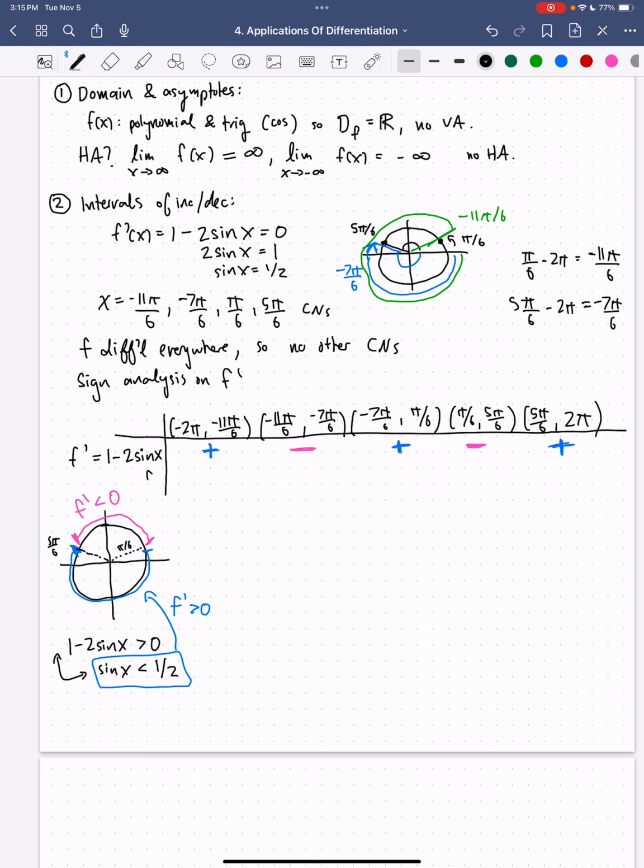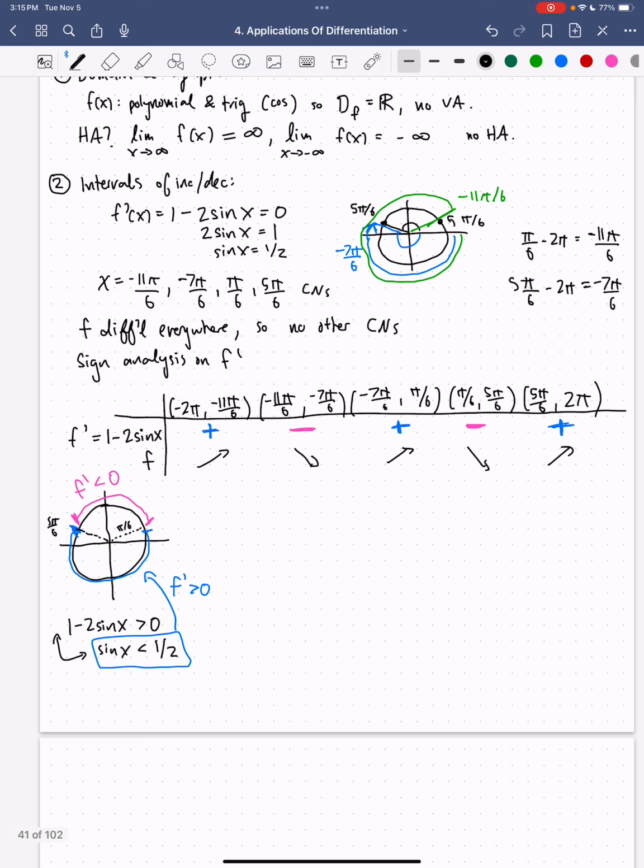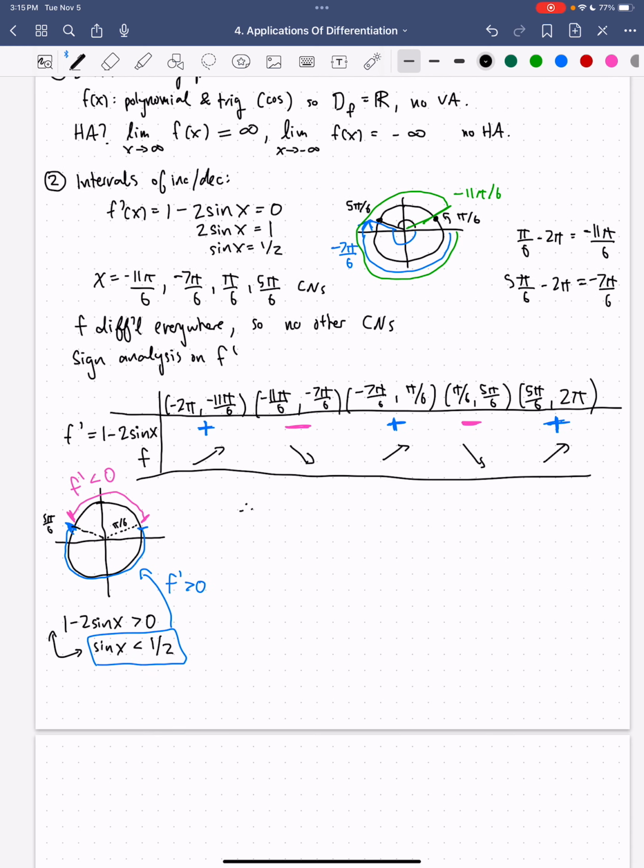So then that means that our function f is increasing, decreasing, increasing, decreasing, increasing. And this also means then that we've got local maxes and mins essentially at every critical number because it's always changing. So that's nice. So here, this tells us that we have a, or maybe I won't do arrows, that's a lot of arrows. Okay, so here we can see that we have a local max when x is equal to negative 11 pi over 6.